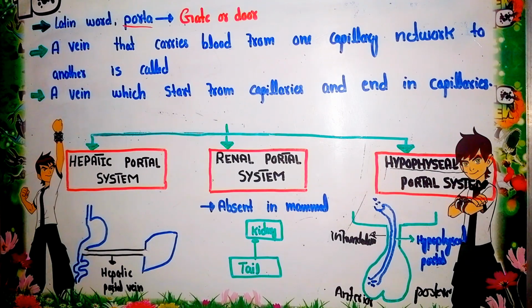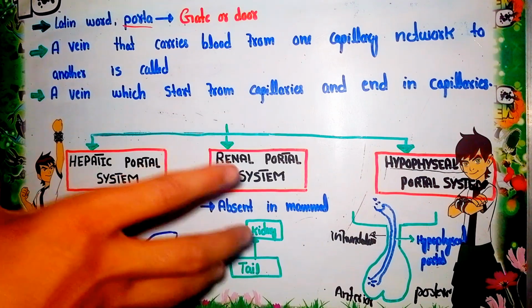Now the second one is the renal portal system. As the name indicates, renal means kidney. So this type of portal system is absent in mammals and vestigial in birds, although it is well developed in fishes and amphibians.